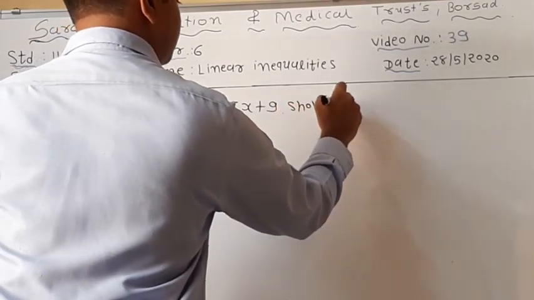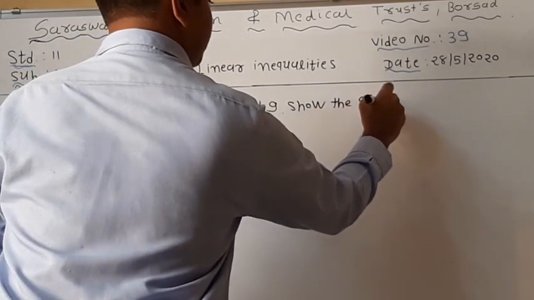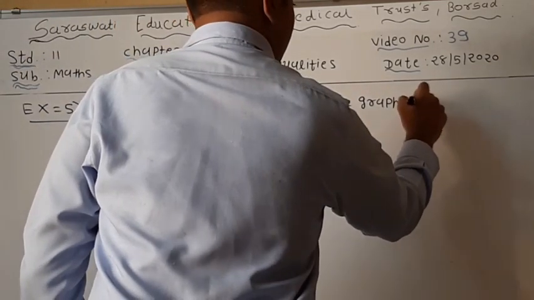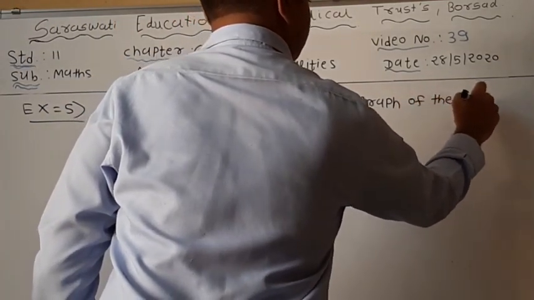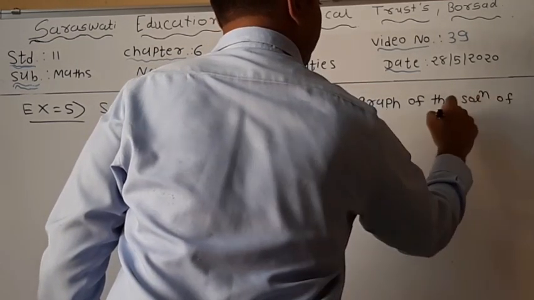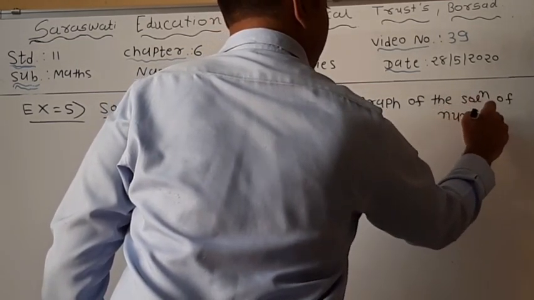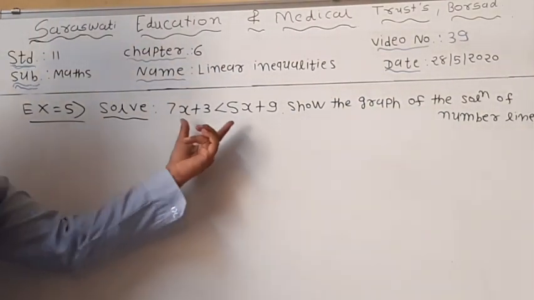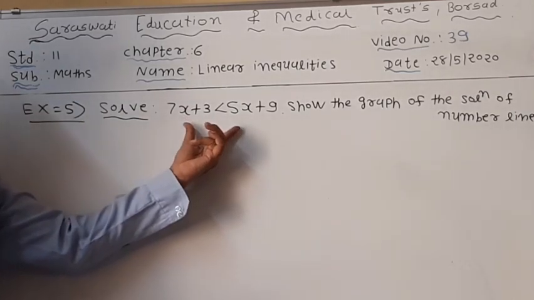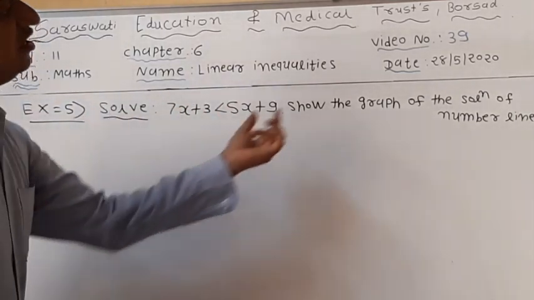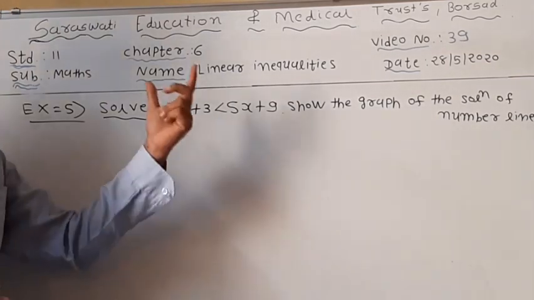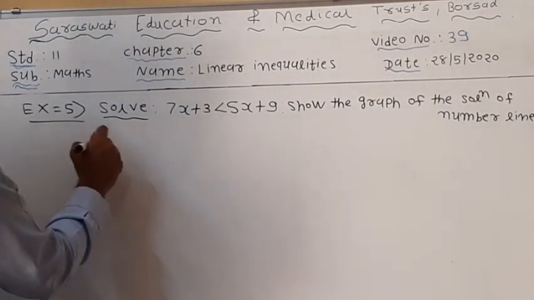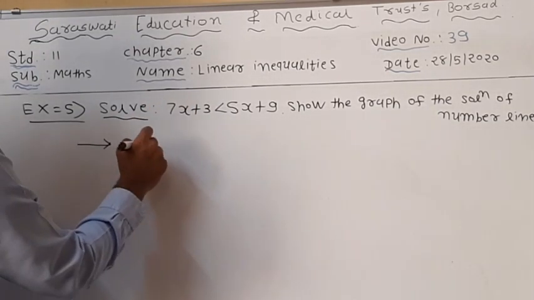Our question is to show the graph of the solution on the number line. Okay. So first of all, solve this inequality and find the value of x, and after that our answer must be represented on the number line. So first solve this inequality.